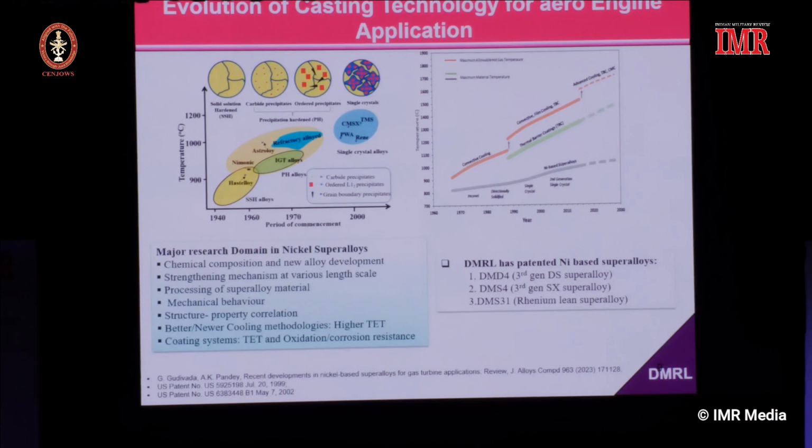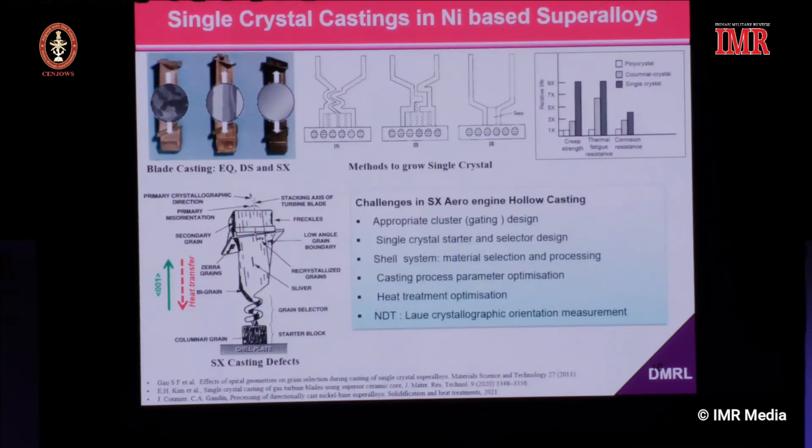At DMRL also, we have developed some of the superalloys which I have listed here. They are the DMRL patented superalloys. Coming to the single crystal components, as I've said, the current state of the art for aero engine gas turbine is basically a single crystal component. The reasons are listed here. They have better creep property, better thermal fatigue, and also corrosion resistance.